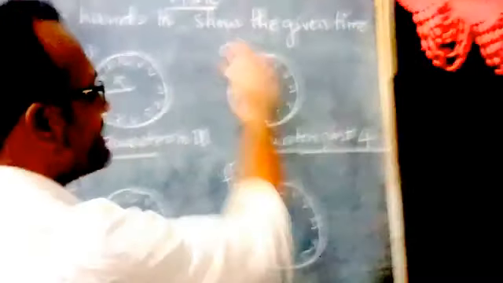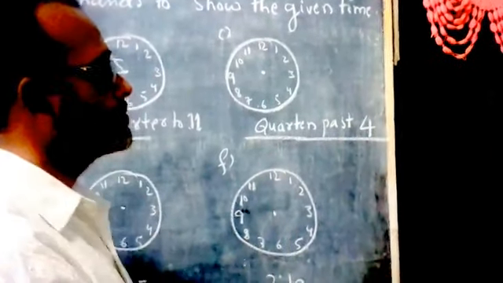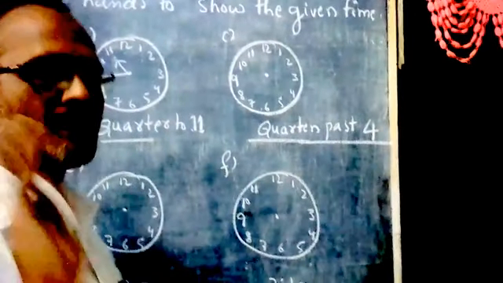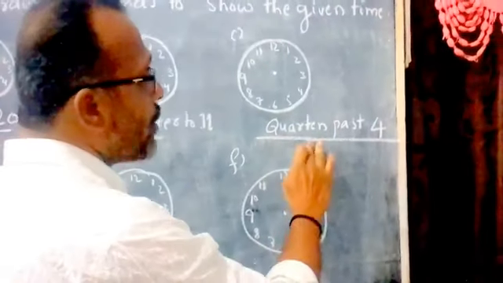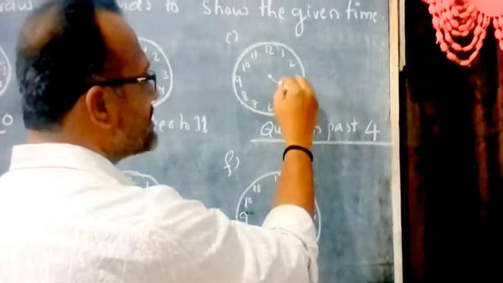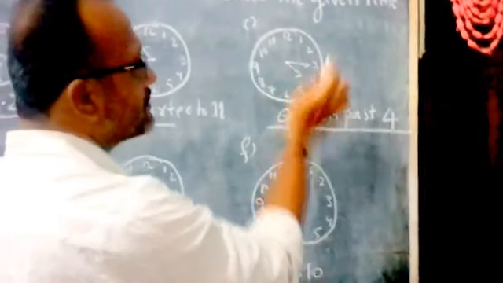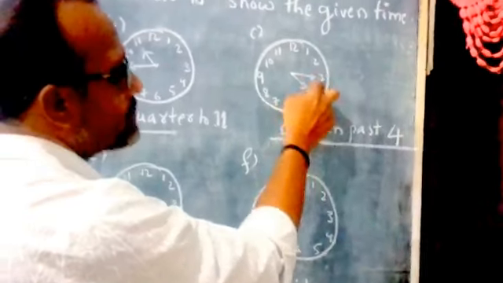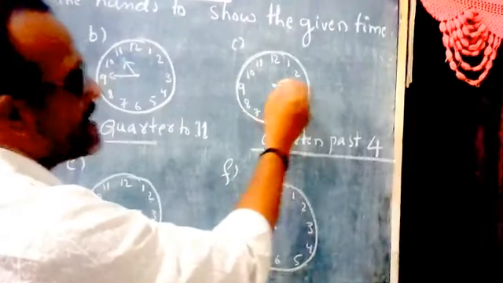Now coming to the sixth one, quarter past 4. Quarter past means it has already passed 4. Quarter means 15 minutes, and half means 30 minutes. We have to keep it in mind. So the short hand should be on the 4, and the quarter has passed, 15 minutes after 4. This is the short hand, whereas this is the long hand.